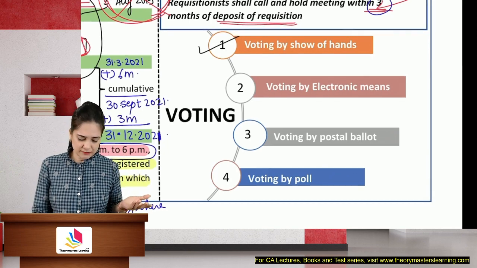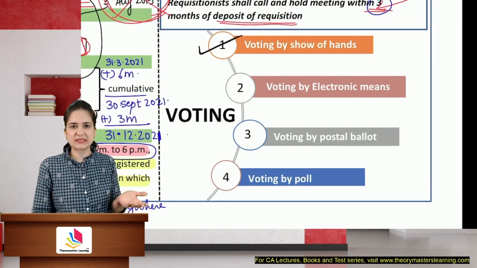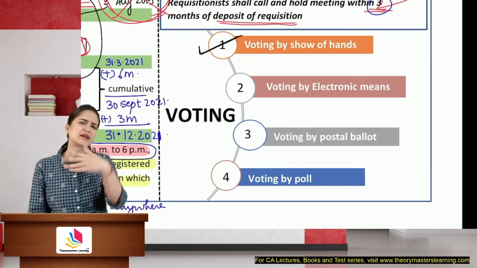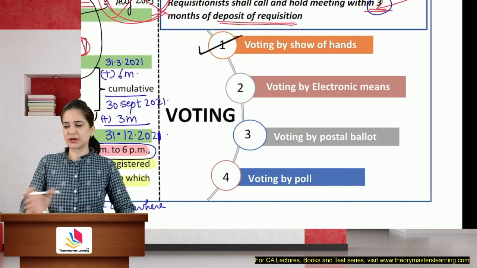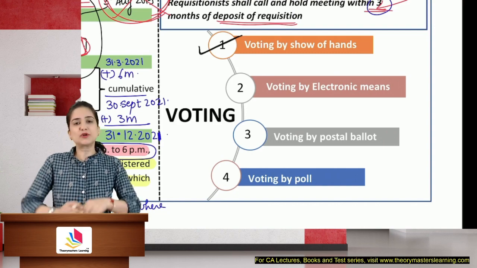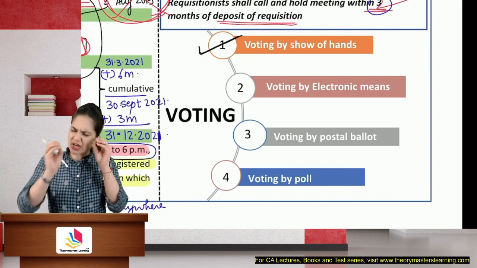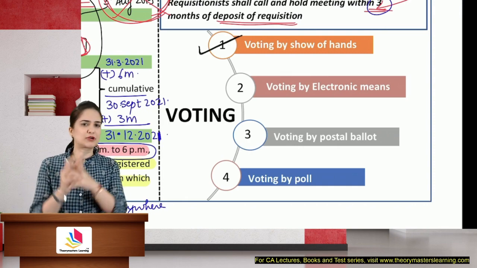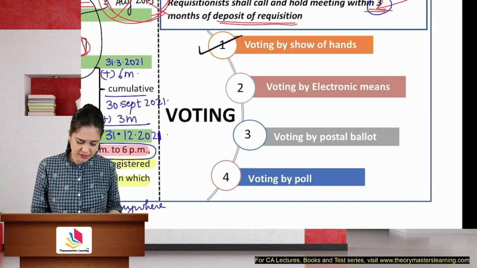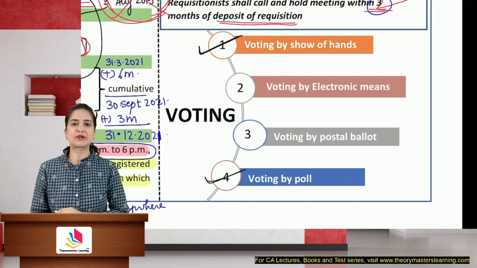But voting by show of hands is a very crude and very basic method. It will be conducted unless a member asks for the voting to be conducted by poll. Unless we receive any particular request, generally the meetings conduct voting by show of hands. If the members require, they can also get the voting conducted by poll.